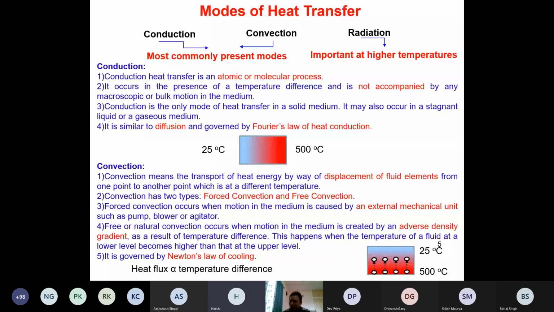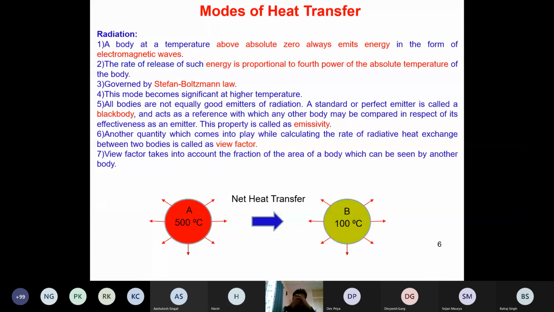If the liquid at the bottom is at a higher temperature and the liquid at the top is at a lower temperature, then the liquid particles at the bottom try to move upward because of the density difference, and this type of convection is called natural convection or free convection. Again, the heat transfer is governed by Newton's law of cooling, which we will see later on. Newton's law of cooling roughly says heat flux is proportional to the temperature difference. Okay, the third important mode is radiation.